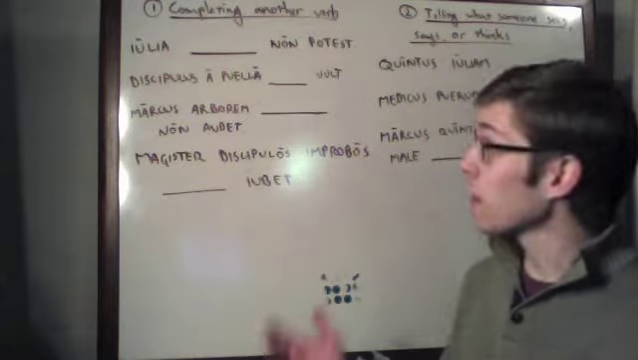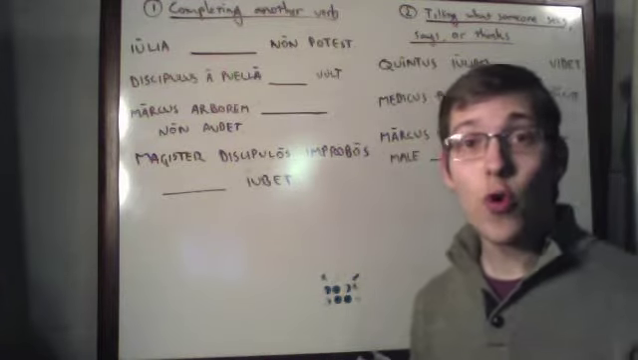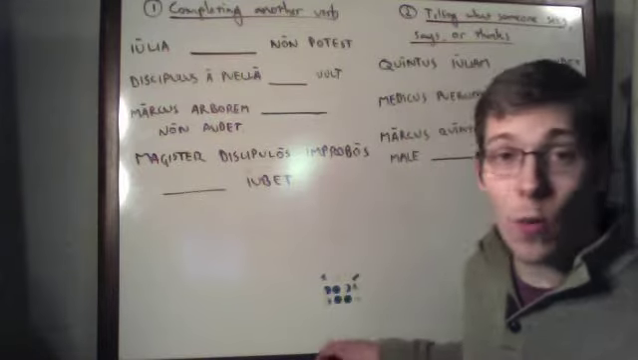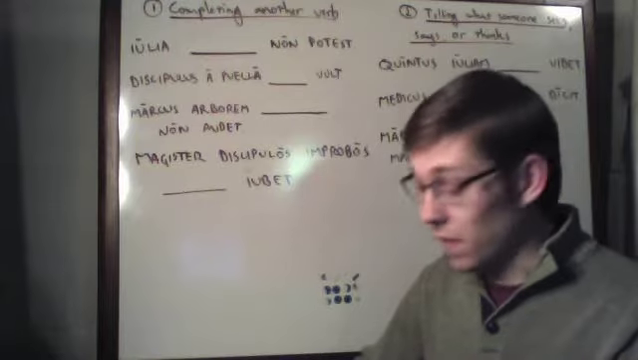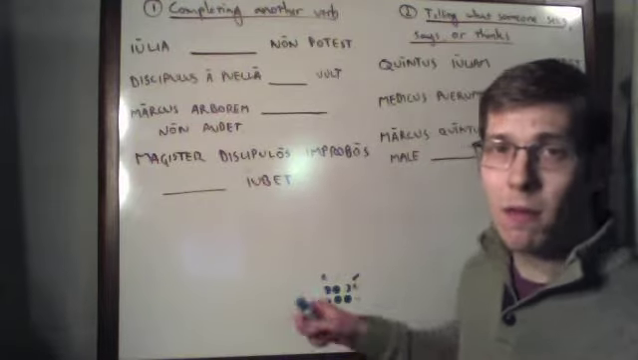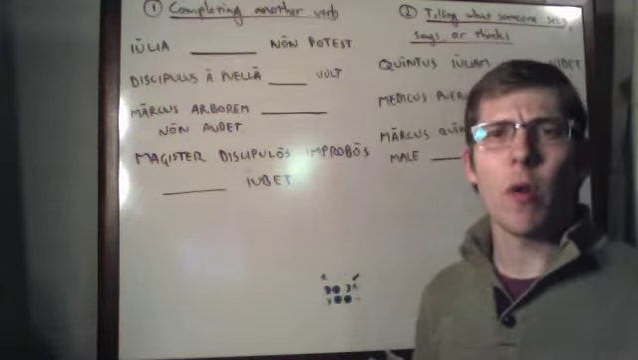So let's take a look at a couple examples here. We're going to fill in each of these lacunae, blanks, with a verbum latinum in the infinitive. So, first up, Julia blank non potest.